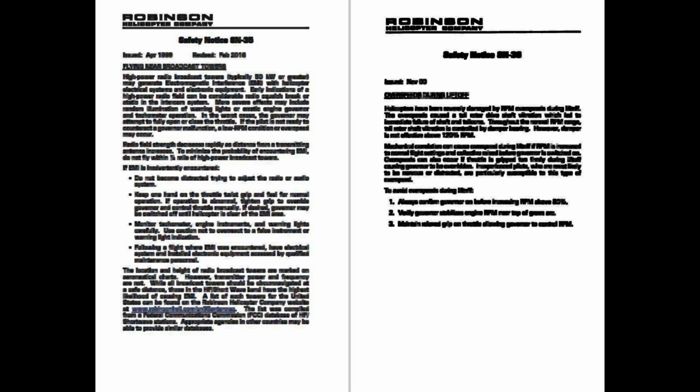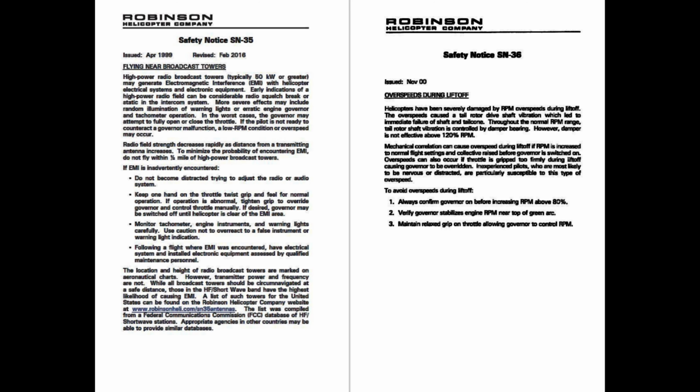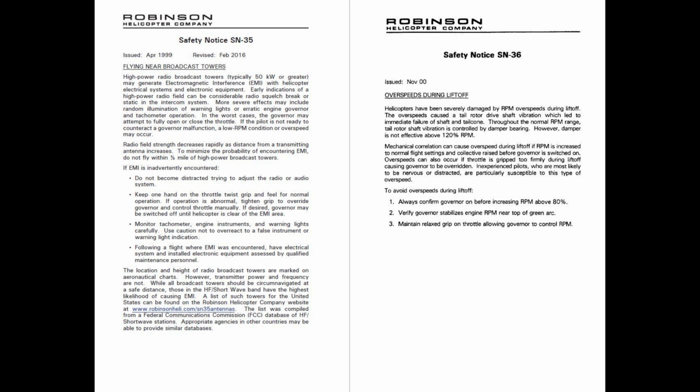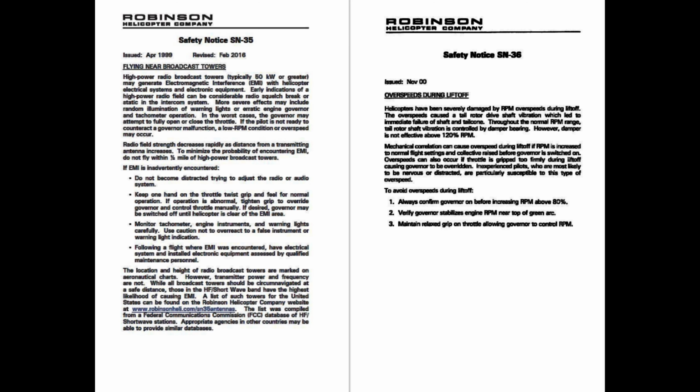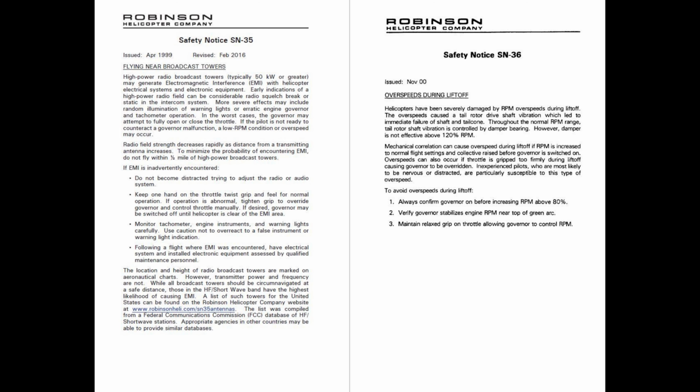When not doing emergency training, is there any time that might be appropriate to turn off the governor? Only when flying near high-power towers that are 50 kilowatts or greater. What might a high-power tower do to the governor? The electromagnetic interference may cause the governor to overspeed or lower the RPM.